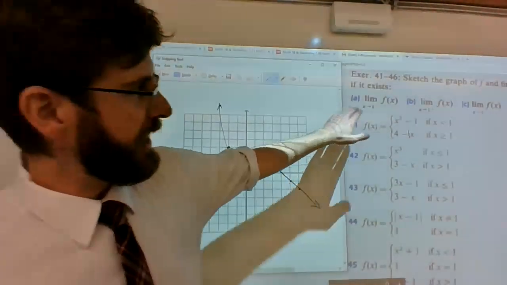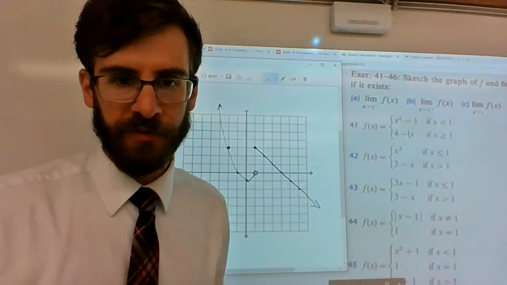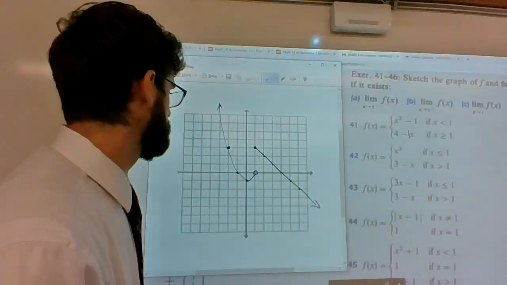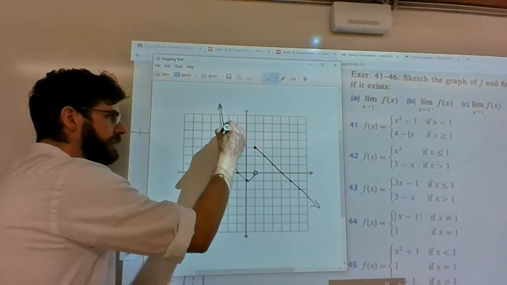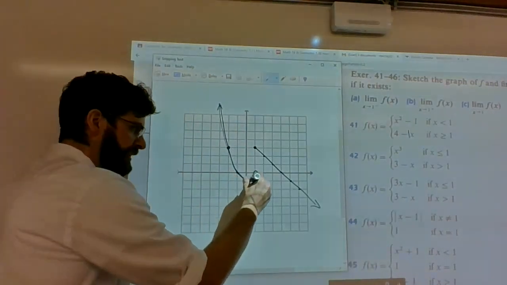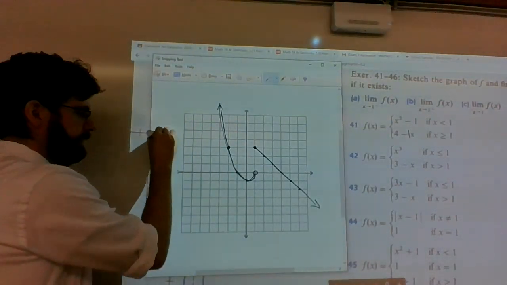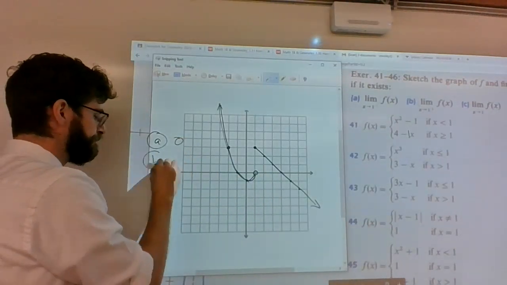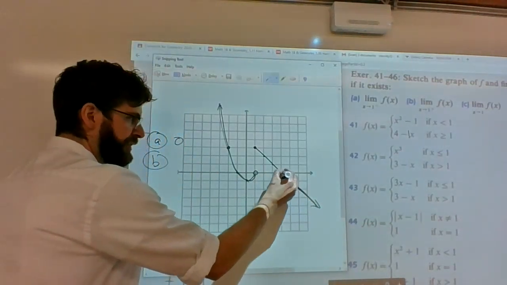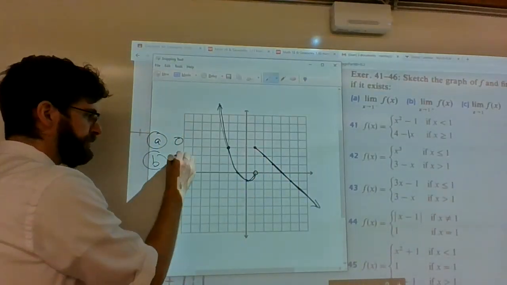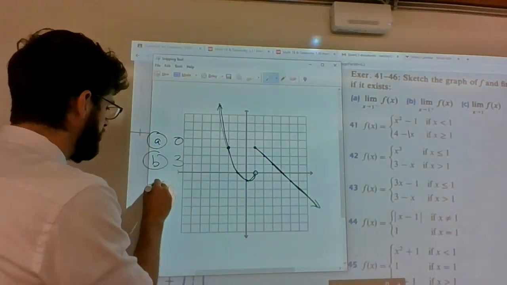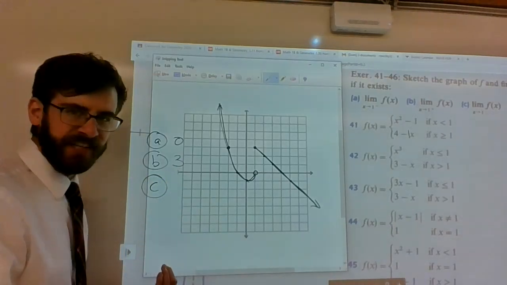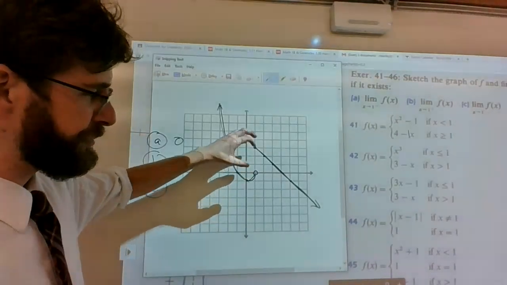And now you can answer letters A, B, and C, what the limits are from the left, right, and at 1. So left of 1 basically is following the curve to that point. So the y value is 0. From the right, you're following this portion of the piecewise. You move all the way up to 3 units for the y value. And for C, the limit doesn't exist because they do not converge to a specific value.